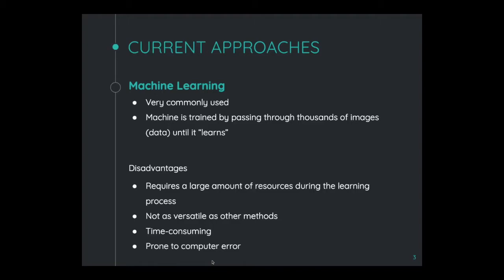Along with this, these approaches are time-consuming since they require a training period. Lastly, these approaches are often prone to computer error since they are completely automated and computers are not able to perceive images the same way humans do. Despite these cons, there are alternatives to machine learning approaches.